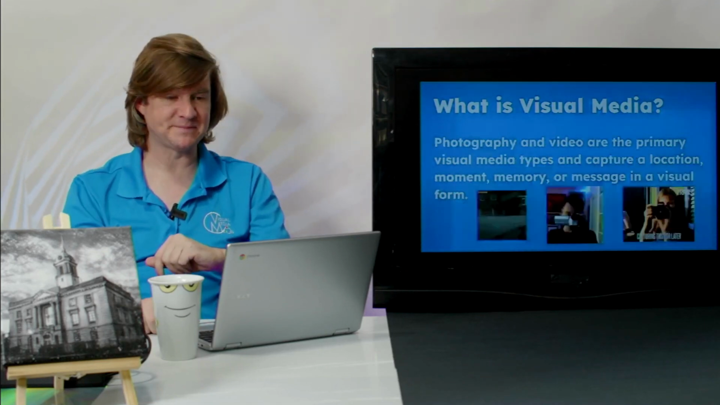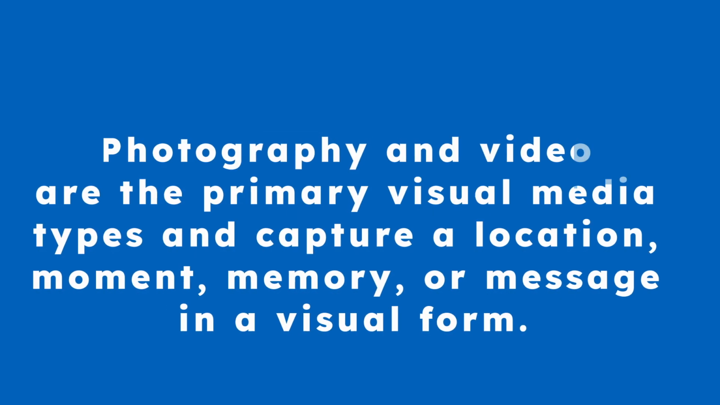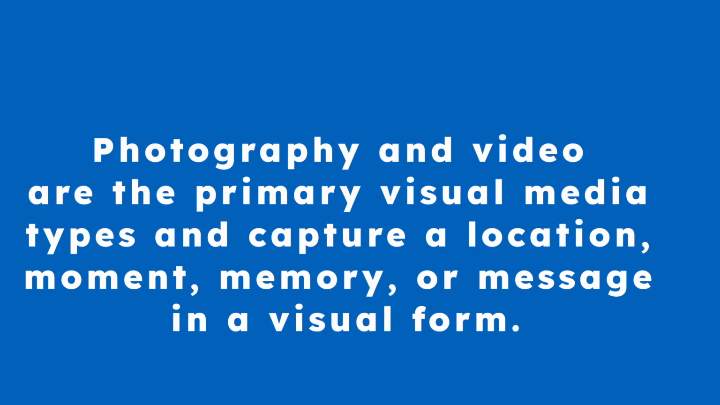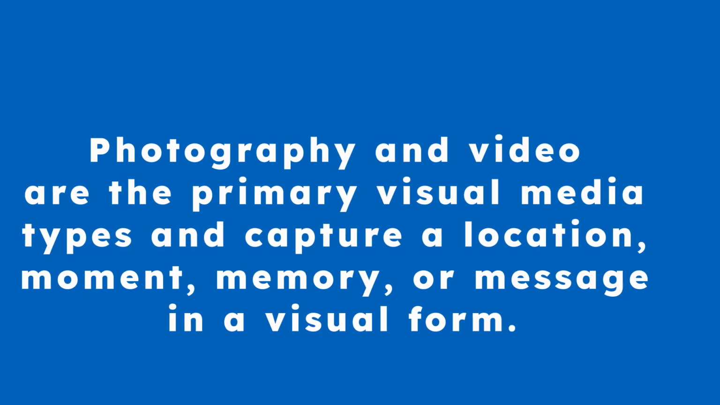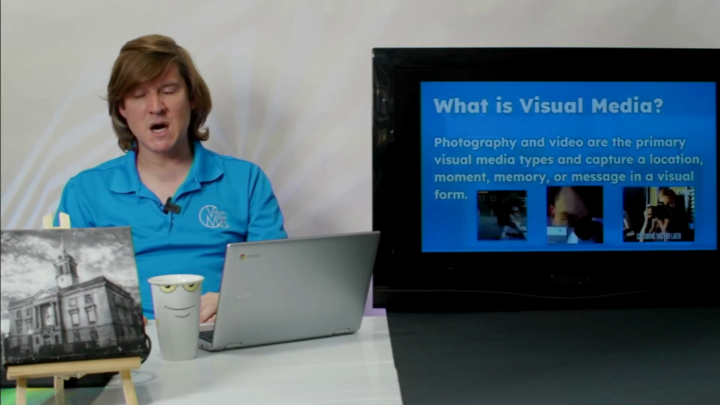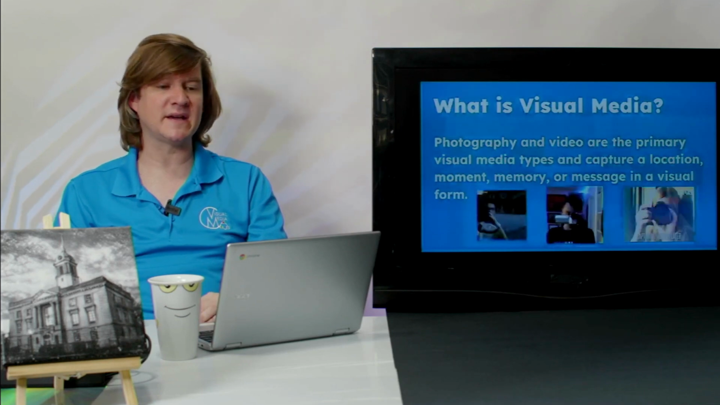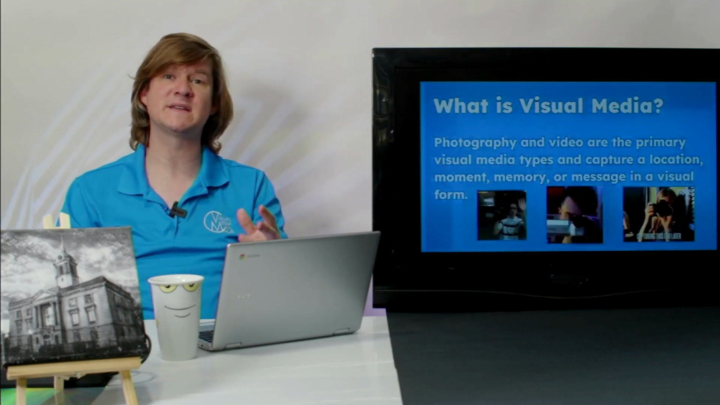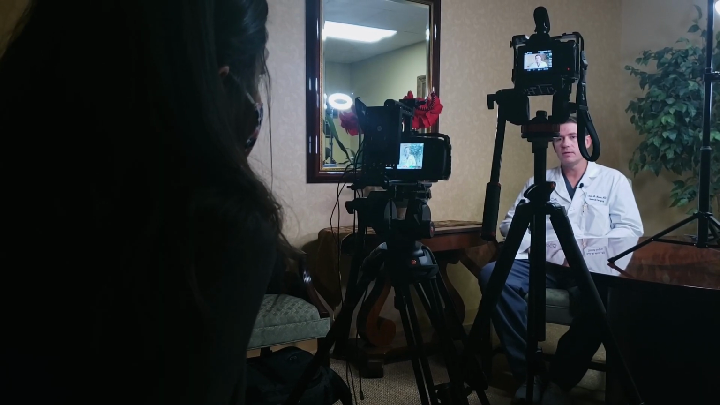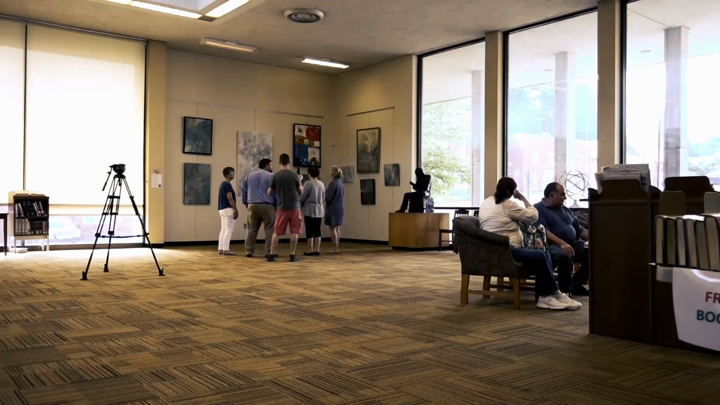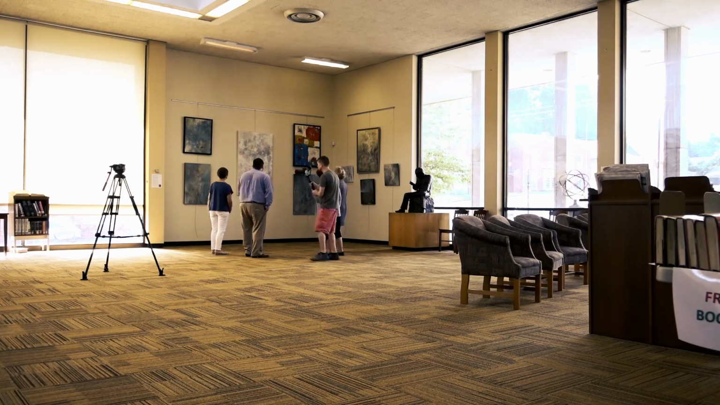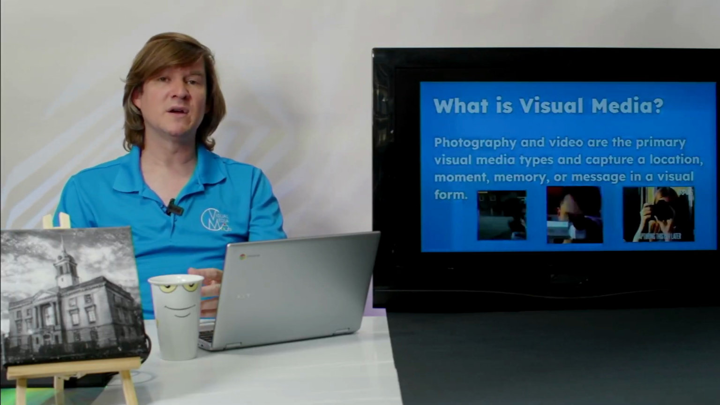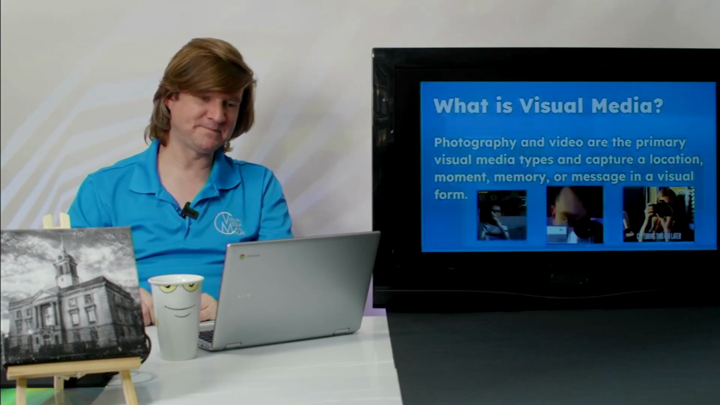probably a component of. In terms of what we're talking about though, photography and video are the primary types of visual media to capture a location, moment, memory, or message in a visual form. Usually what that looks like is you have an event, or there's something you would like to capture in terms of a process, the way you do something, how something comes out. There's a million ways that you can make this happen. It all just depends on what you are trying to say with what it is that you're doing.